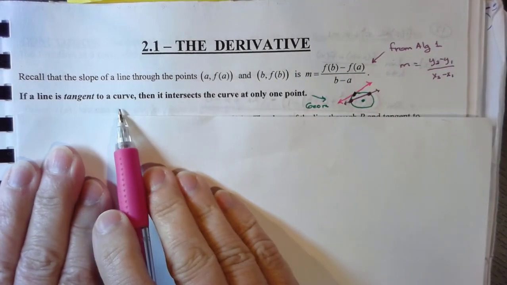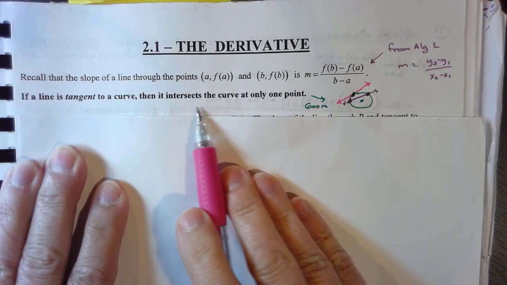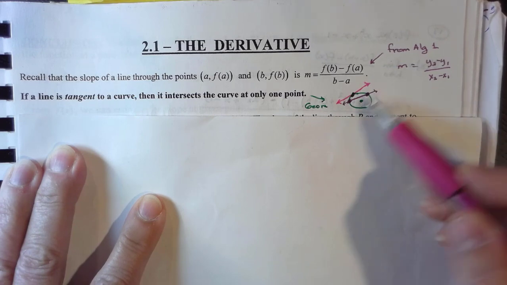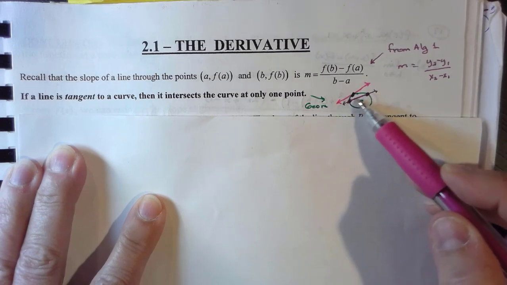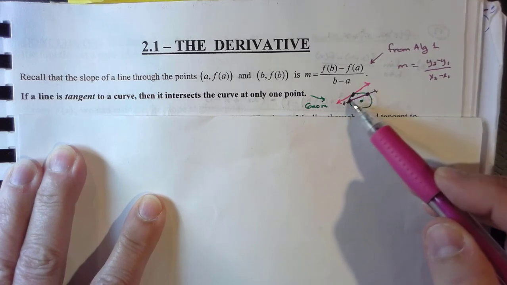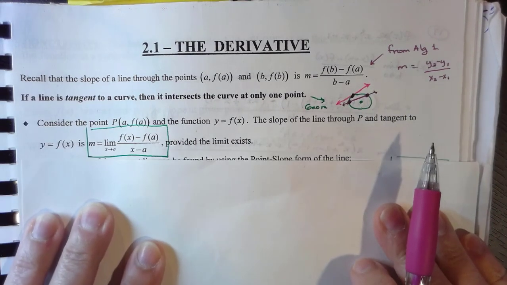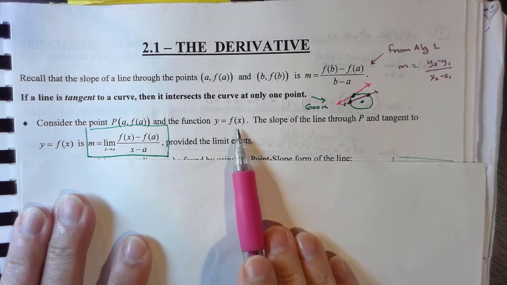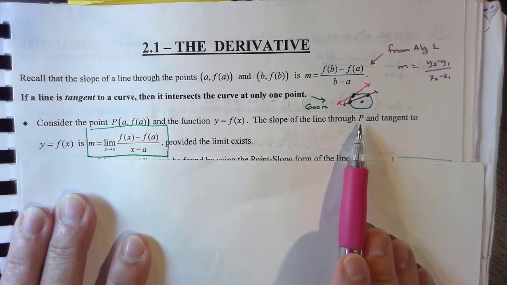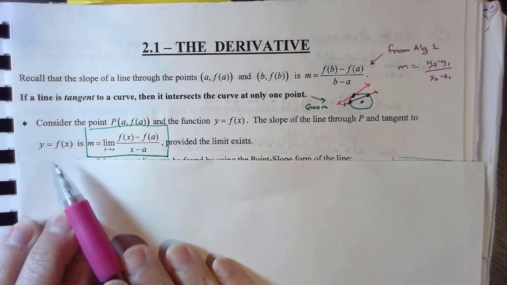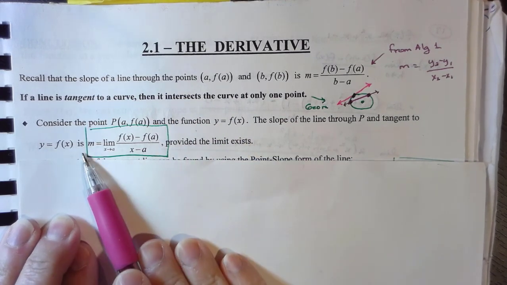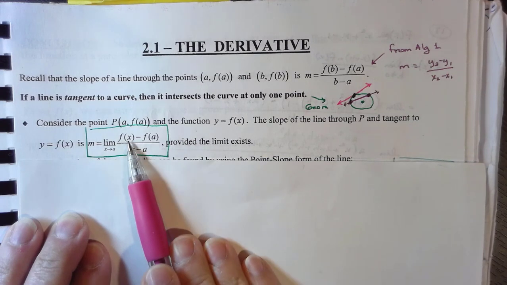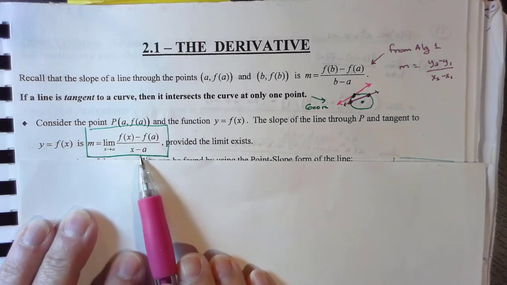If a line is tangent to a curve, then it intersects the curve at only one point. You know that from geometry. Here's your tangent line. Here's your secant line that intersects the circle or a curve at 2 points. So let's consider some point (A, f(A)) and some function y equals f of x. The slope of the line through point P and tangent to our function is the limit as x goes to A of f of x minus f of A over x minus A.